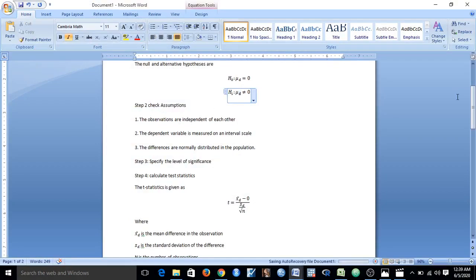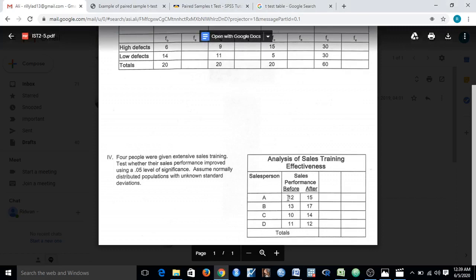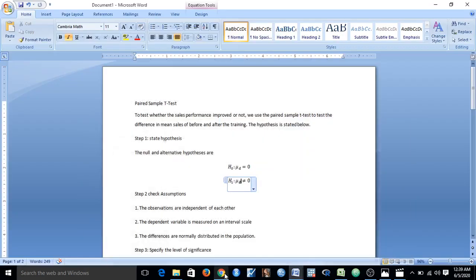So the first thing is to state the hypotheses, the null and alternative hypotheses, and we have that mu d equals 0. That's the null hypothesis, where our mu d is the mean of the difference in sales before and after. I mean the difference here, 12 minus 15, 13 minus 17. Then we find the average, that is our mu d.